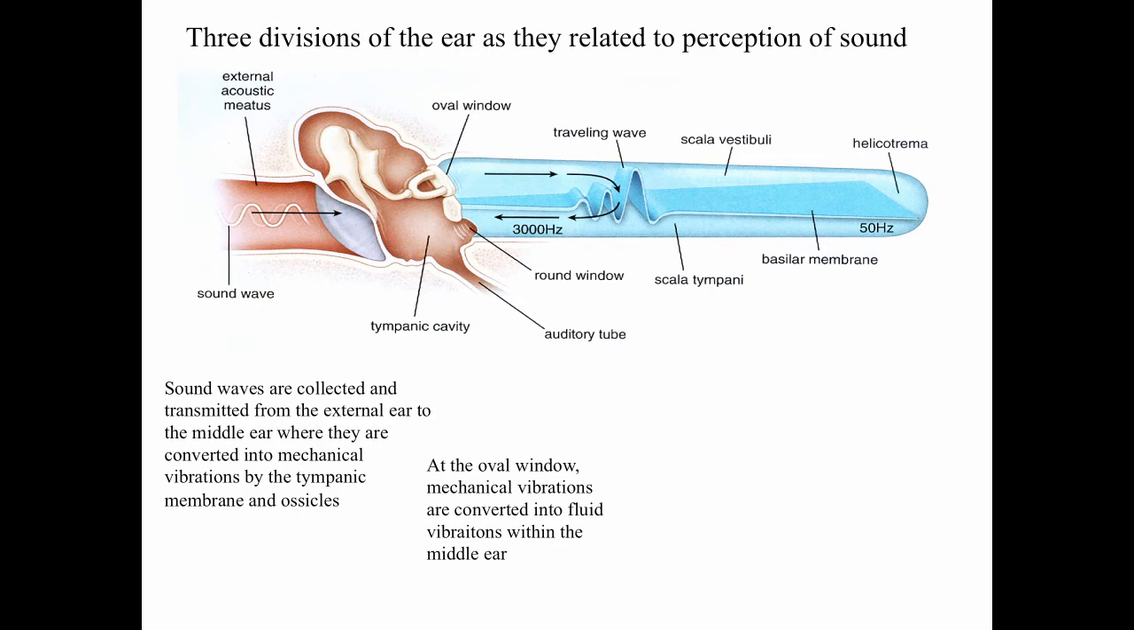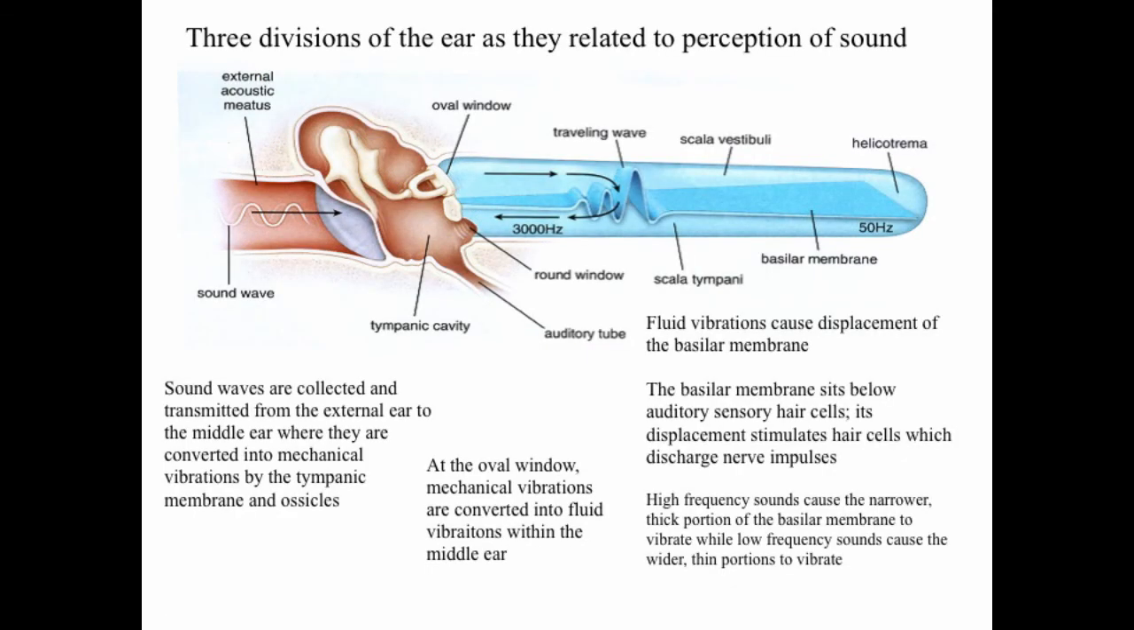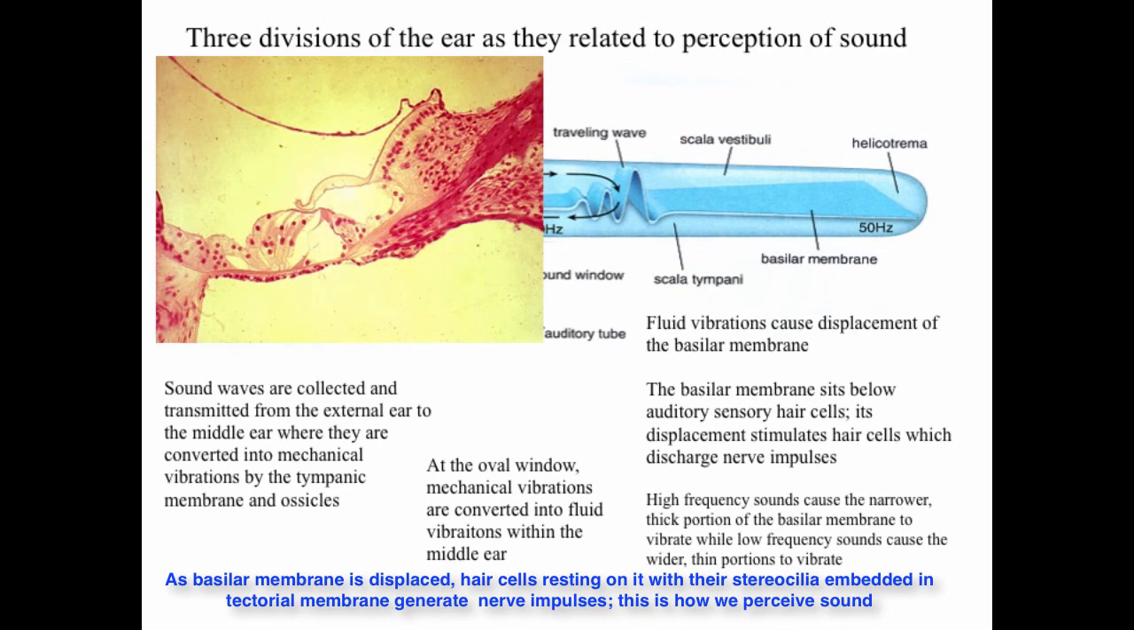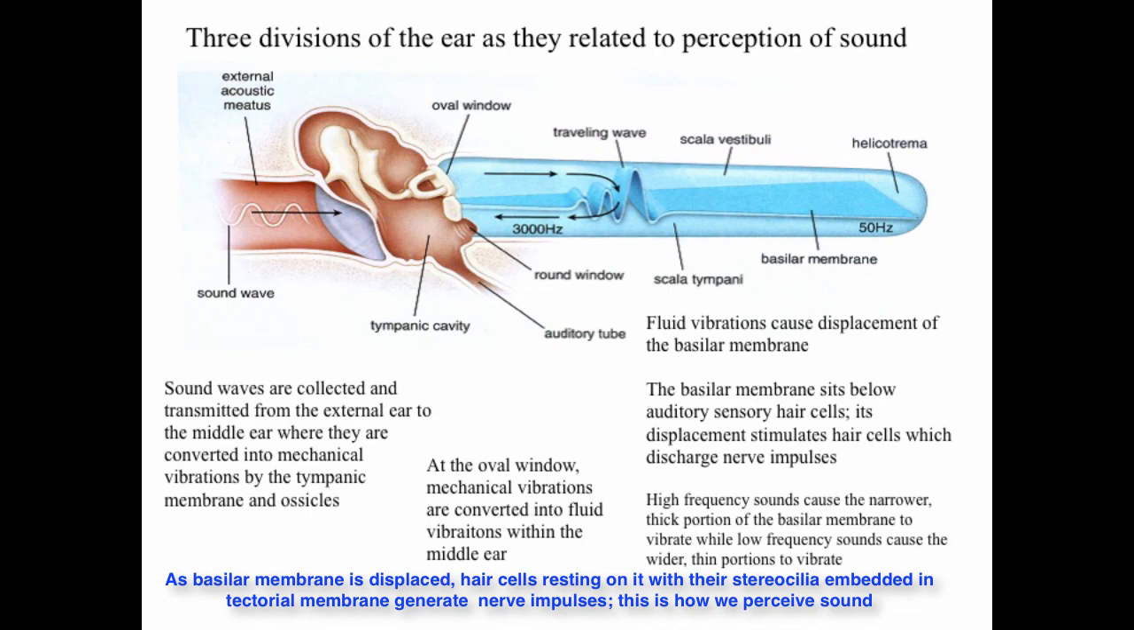So, getting back to what we talked about in the first podcast, the sound waves are collected and transmitted from the external ear to the middle ear, where they're converted into mechanical vibrations by the tympanic membrane and by these ossicles. At the oval window, mechanical vibrations are converted into fluid vibrations within the inner part of the ear. These fluid vibrations cause a displacement of this basilar membrane, and this is the basilar membrane that's being deflected. The basilar membrane, as we know, sits under the auditory sensory hair cells, and its displacement stimulates the hair cells, which are going to discharge a nerve impulse.